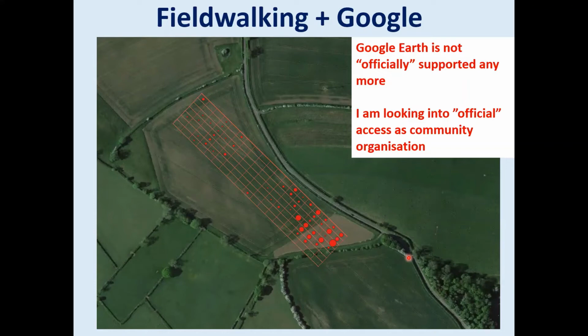Its legality, inverted commas, is dubious. If Google really didn't want you to have access, they'd have found a way of shuttering it off, but they don't make it easy. But as I understand it, it might be possible that we can get official access as a community organization, and I'm looking into that at the moment.